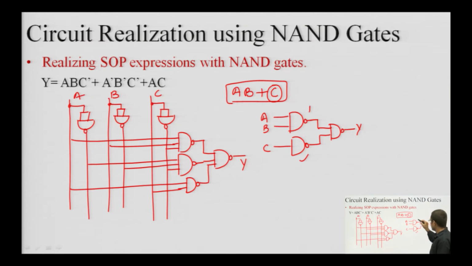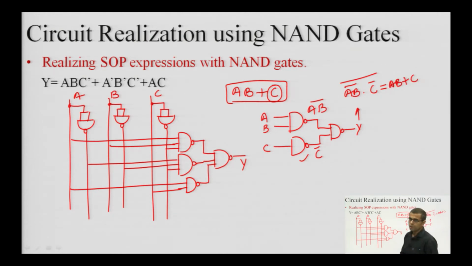We can prove it like this: here A B complement, I will be getting C complement here, and here I can see A B complement dot C complement and further complement, and if I apply De Morgan's theorem, I will be getting A B plus C. So, we have to keep that in mind as well. This is the NAND realization of SOP type circuits.